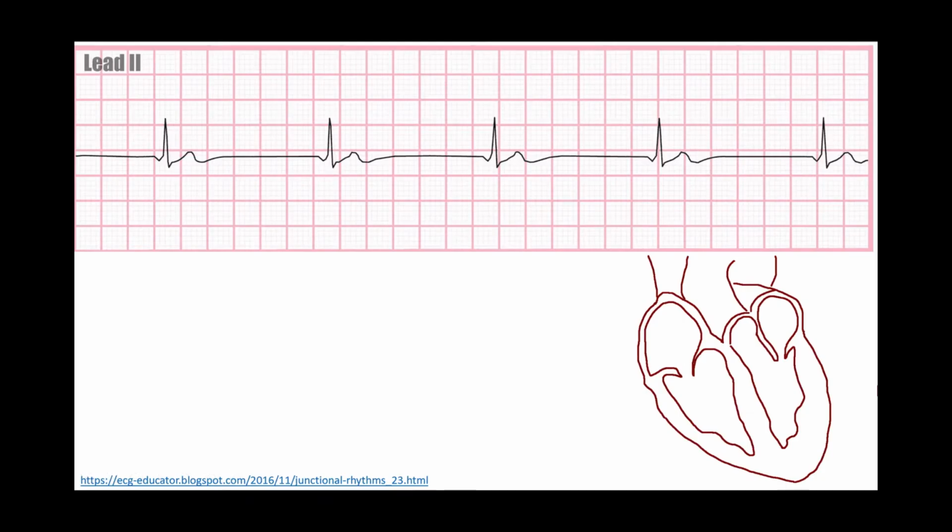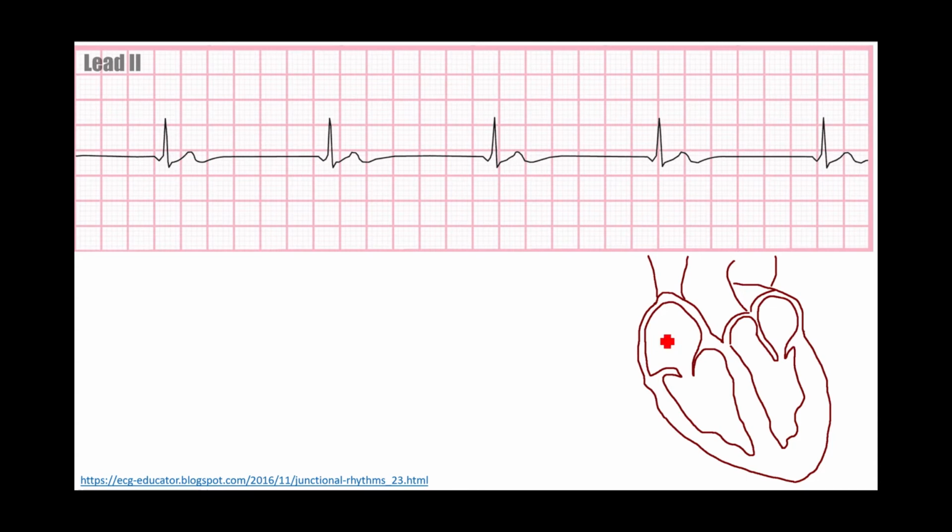Okay, take a moment, pause the video, and try to determine the rhythm in this EKG strip. So you may have had some trouble identifying the rhythm in this case because, well, there's no P waves at all. And because we don't have P waves, we know for sure that this is probably not a sinus rhythm.